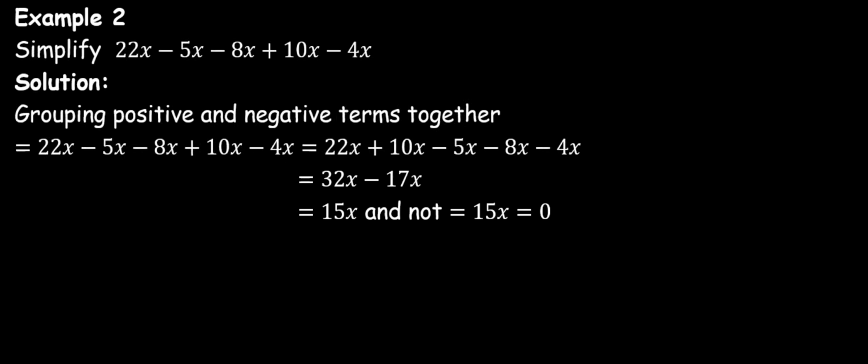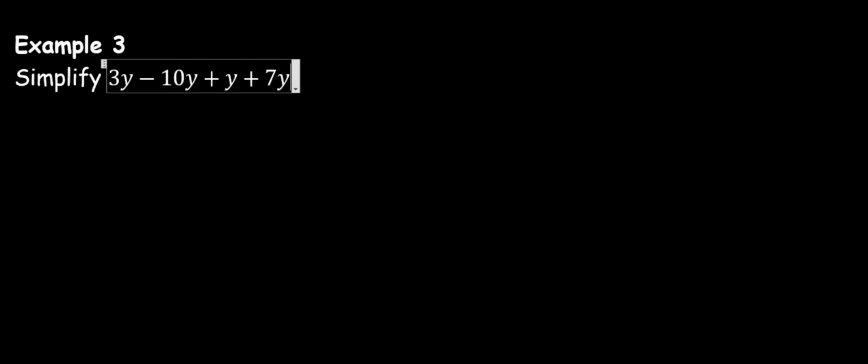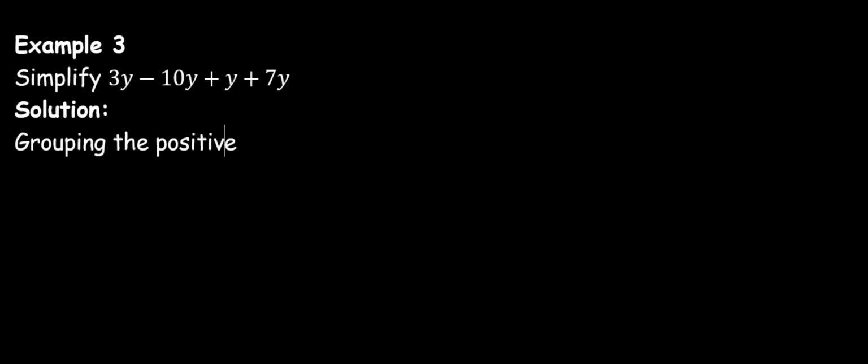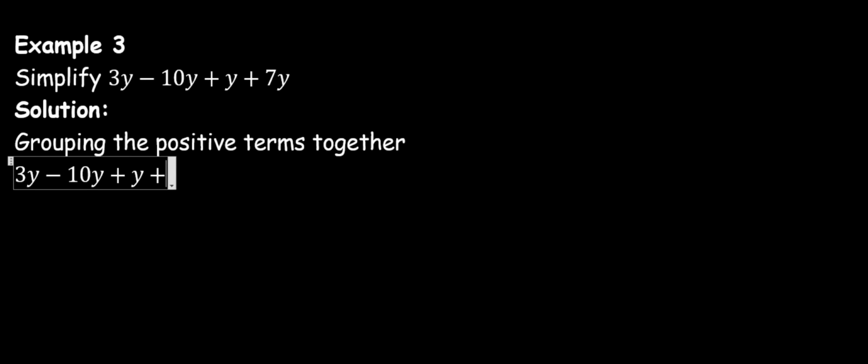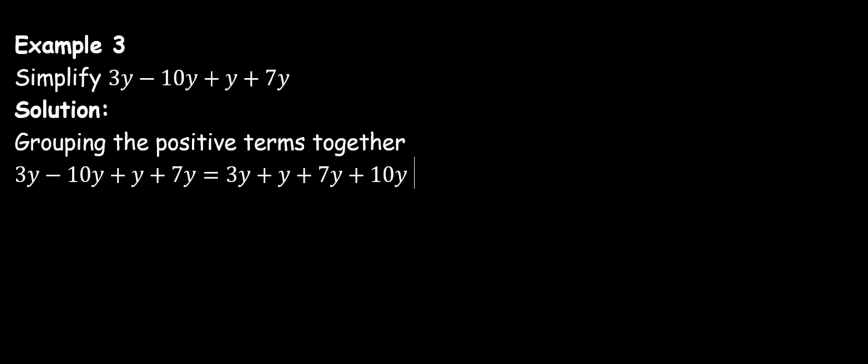Another example. Simplify 3y minus 10y plus y plus 7y. Solution. Grouping the positive terms together, our result will be 3y minus 10y plus y plus 7y will be equals to 3y plus y plus 7y minus 10y. And that will give us 11y minus 10y. And our result will be equals to y.